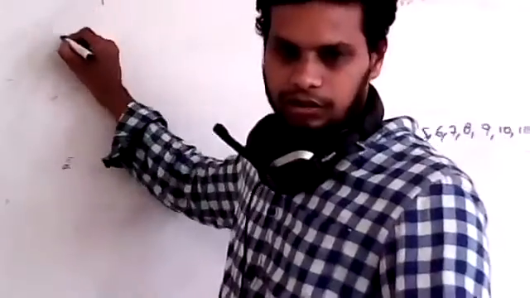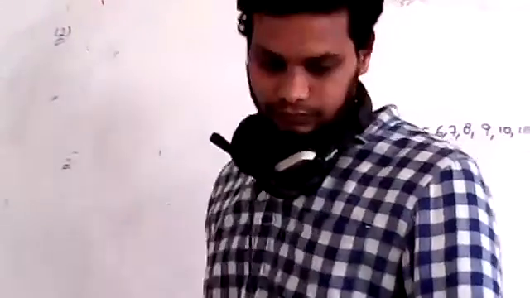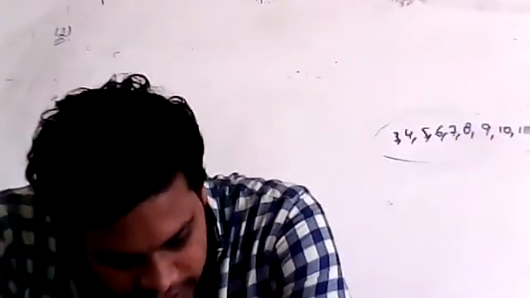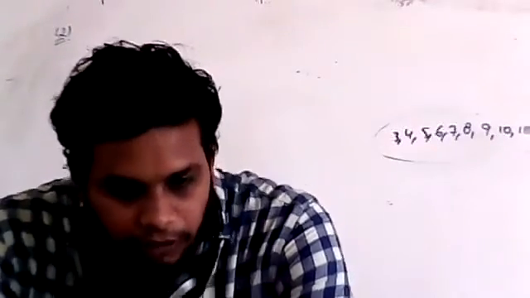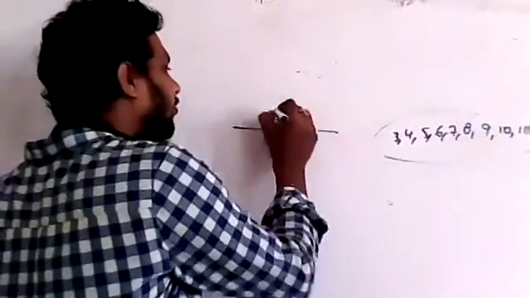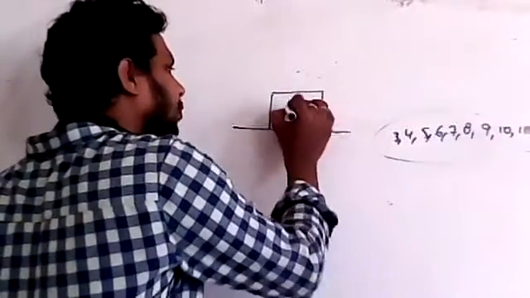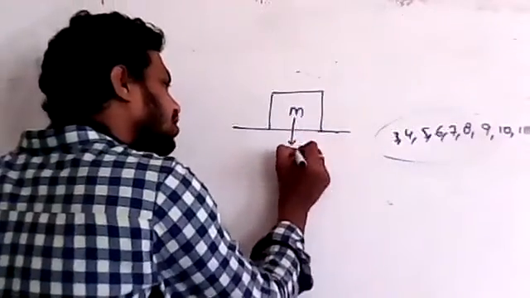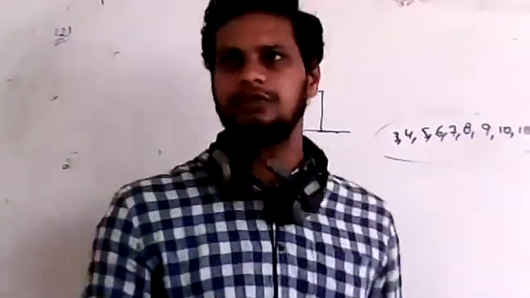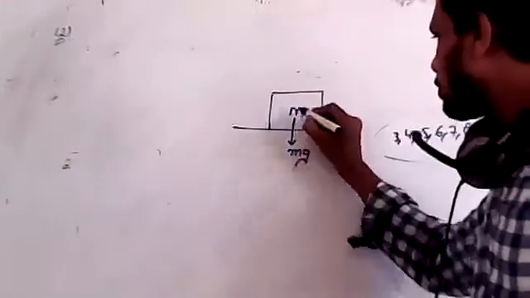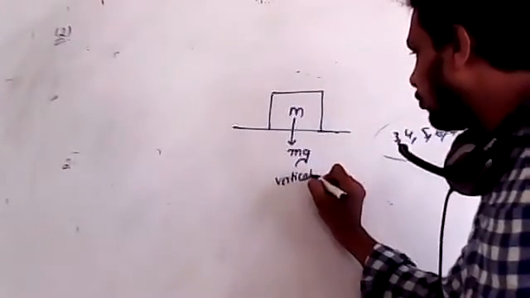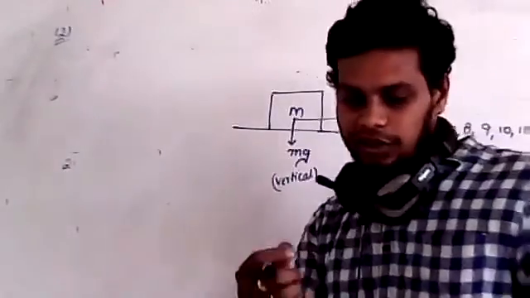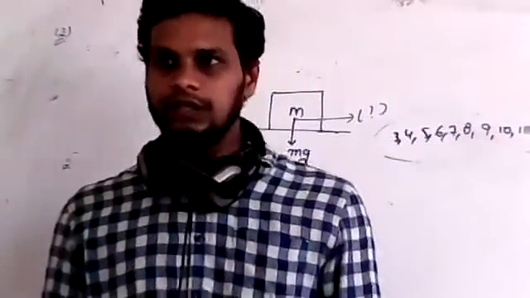Now look at the 12th question. The horizontal component of weight of a body of mass m is. For example, I will take the body like this. Mass of the body is m. Weight of the body is in downward direction, so mg is in downward direction. This is the vertical component. Then what is the horizontal component? It is 0. You just write down one point over there at 12th.